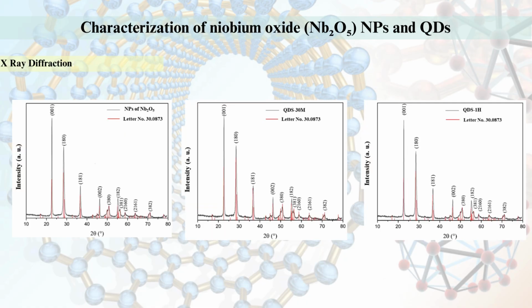To confirm the crystalline phase of the nanoparticles and quantum dots of niobium pentoxide, the X-ray diffraction technique was performed and the data obtained were compared with the crystallographic charts of the International Center for Diffraction Data, ICDD, and it was observed that chart number 30-0873, which corresponds to the orthorhombic phase of niobium pentoxide, was the most similar. In turn, the diffractograms of the quantum dots obtained after 30 and 60 minutes of chemical etching did not show a phase change with respect to the original material.